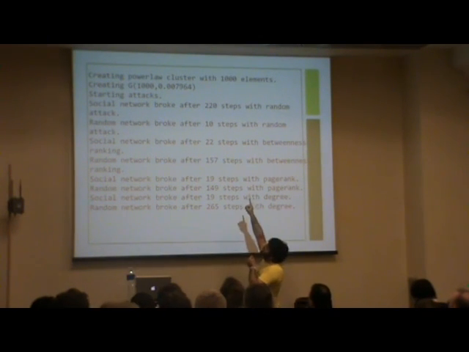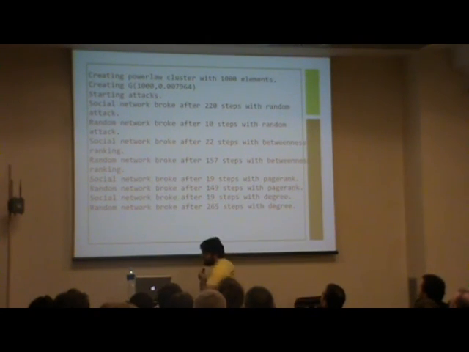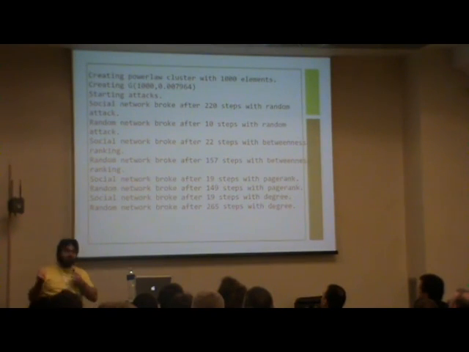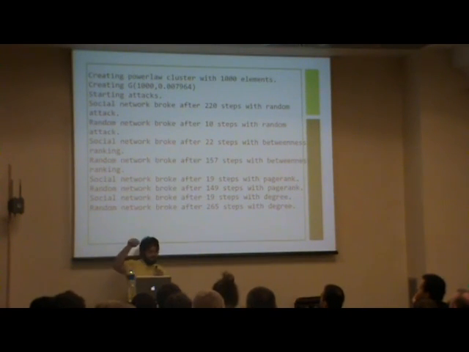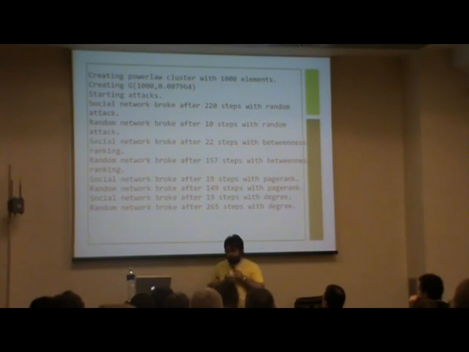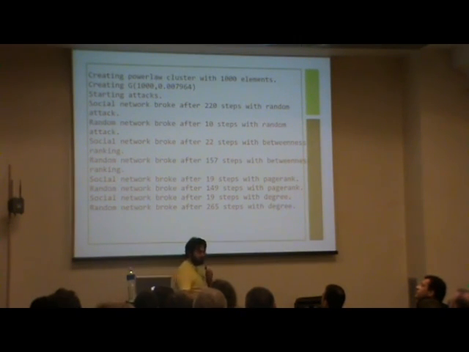When you see a social network, that means it's a synthetic social network created with a given algorithm, which is power law, something like that in NetworkX. A random graph is just a random graph. And then I tell you which ranking function I used. Random attack is no ranking function. I just choose a random node. Okay?